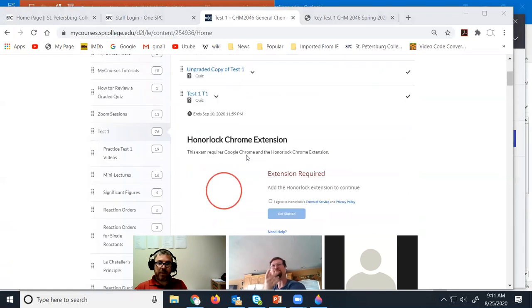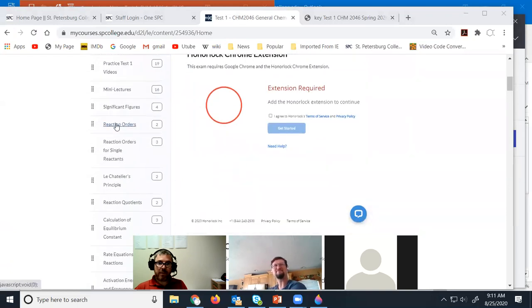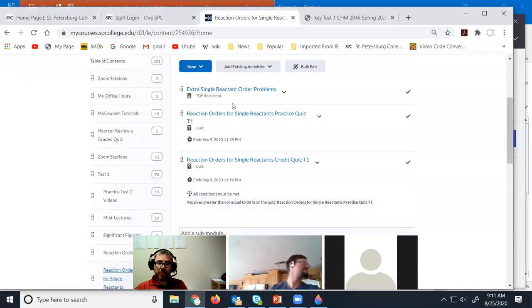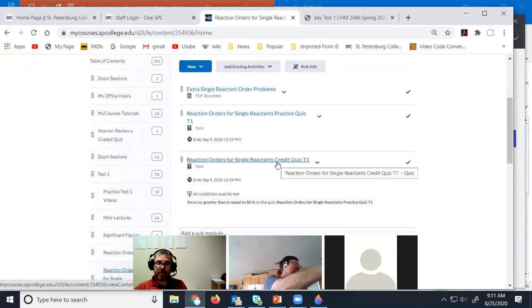And then, for an extra bit of fun, you've always got the fun quizzes. It would be under reaction orders for single reactants, and you can do that practice quiz and then the credit quiz a couple of times and get yourself some bonus points. Same kinds of questions. They're a little bit more challenging, I will admit, but I think you'll be all right.